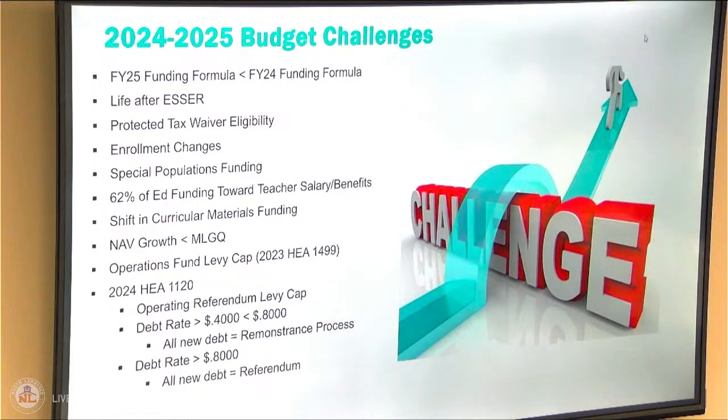So farmland assessments have been up. Those that are more residential have seen a little less growth than perhaps some others. If you want to go ahead and move on to the next slide.